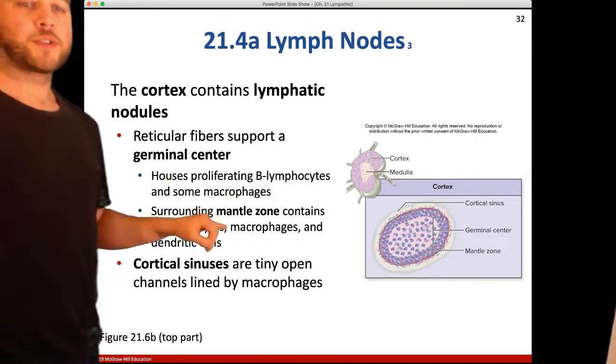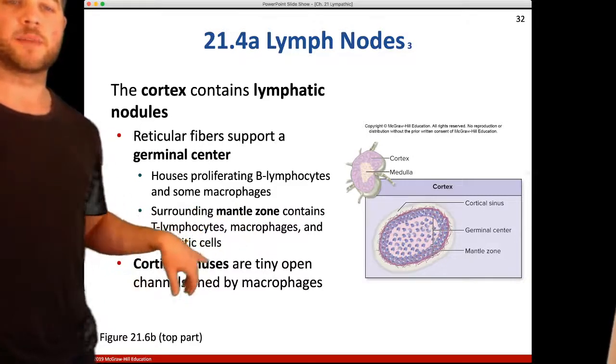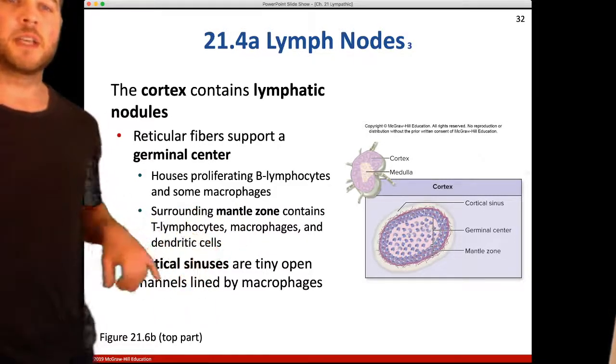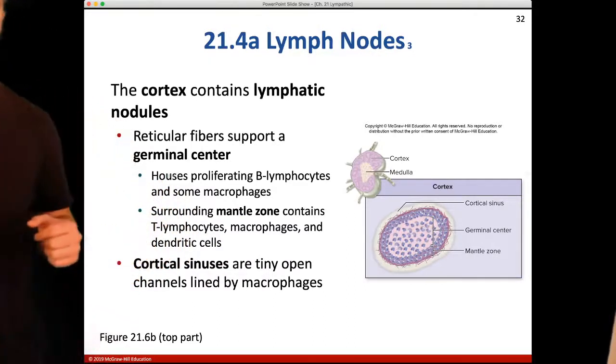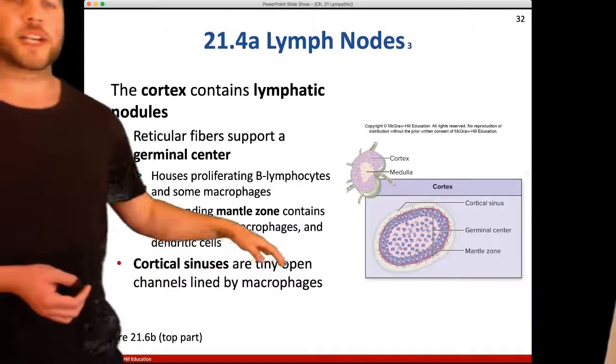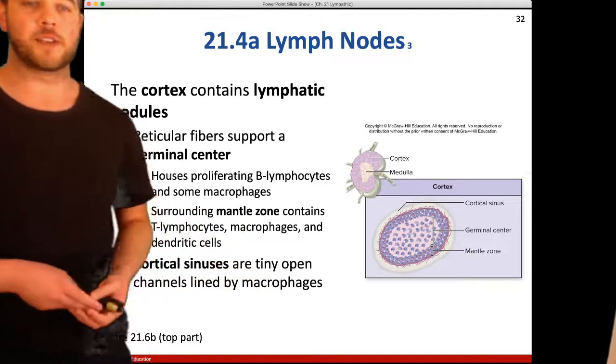The surrounding mantle zone has T lymphocytes, macrophages, and dendritic cells. Again, these are basically going to kind of clean things up and eat them. T lymphocytes, we'll see, will kind of initiate and help with the immune response. The cortical sinuses are tiny open channels lined by macrophages, lined by more phagocytic cells.